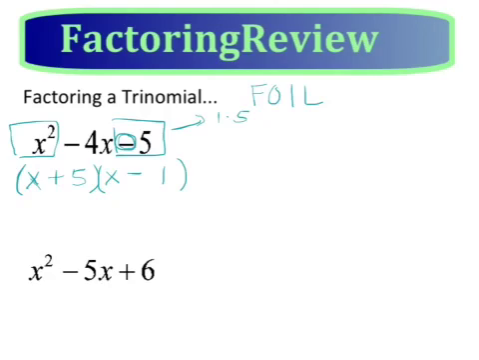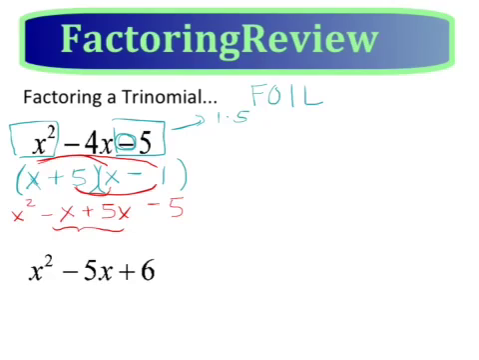And now I'm going to FOIL. So I get x squared. First, outside terms, x times minus 1 is minus x. Inside terms, plus 5x. Last terms, minus 5. Now I have my x squared, I have my minus 5, and then I'm going to see what those add up to in the middle. I get a positive 4x. I need them to add up to a negative 4x.